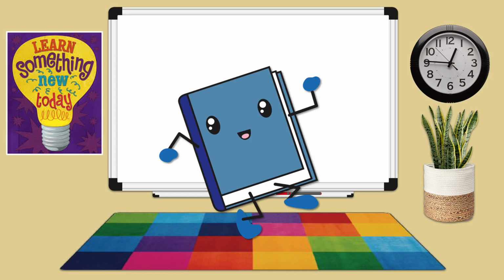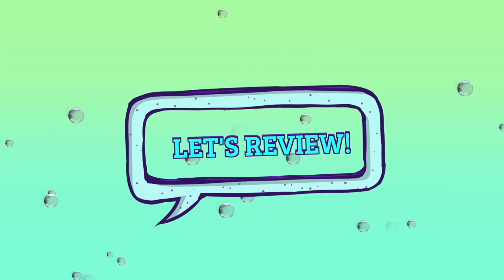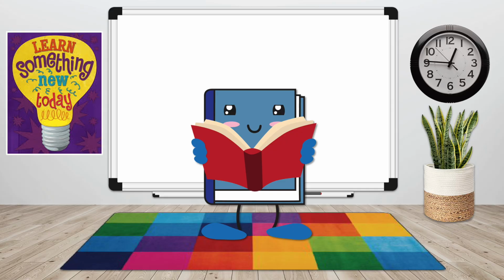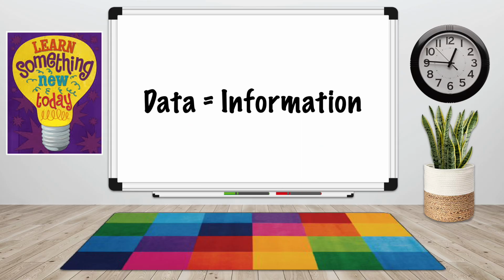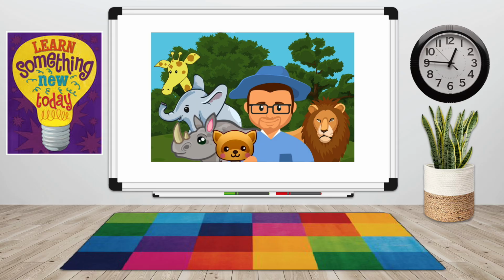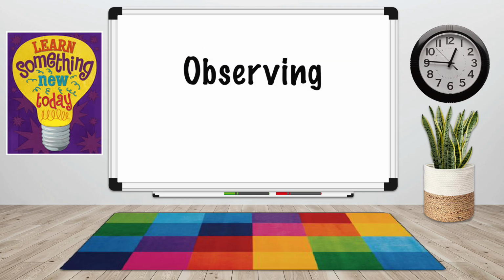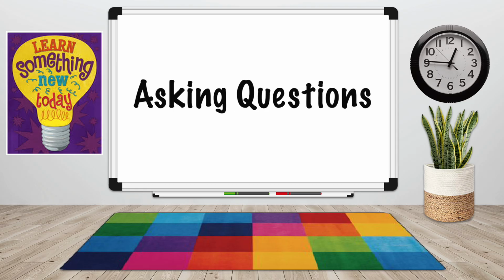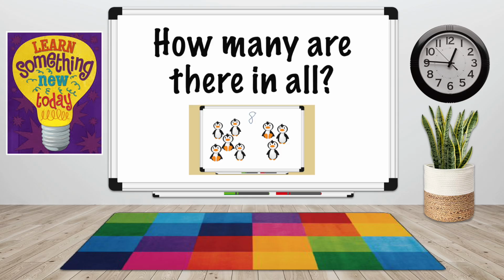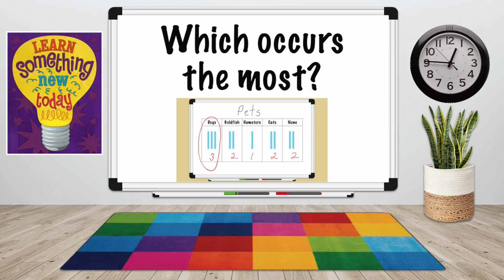Baxter is amazed. Let's review. Let's go over what Baxter learned today. Data is information. There can be all kinds of information. We can get data by observing and counting. We can get data by asking questions. And we can use data to find answers to questions like, how many are there in all? Or, which occurs the most?